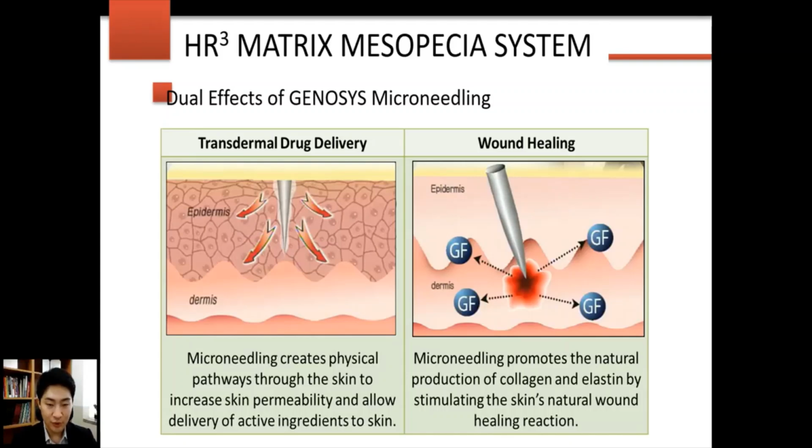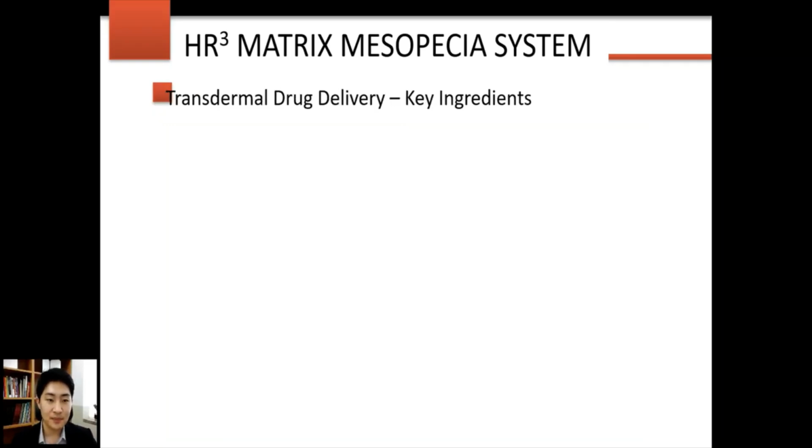Second one is wound healing. If you get hurt, your skin will heal itself. This is because the wound healing process occurs in the body. Cells are regenerated, matrices such as collagen and elastin are produced, and thus the skin tissue is reconstructed. Microneedling promotes this process by the natural production of growth factors.